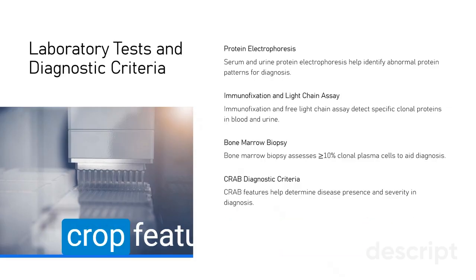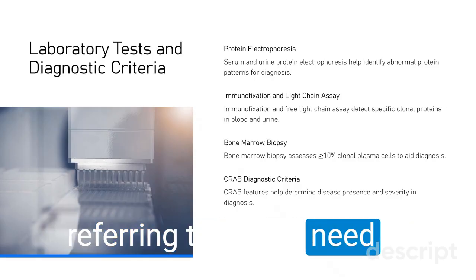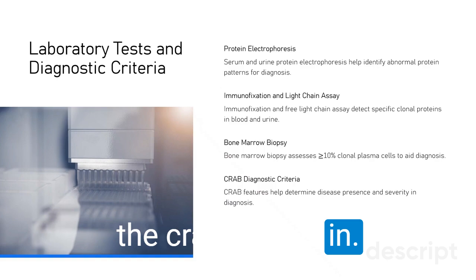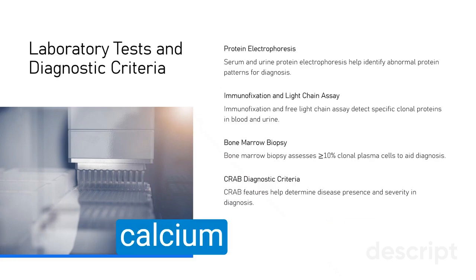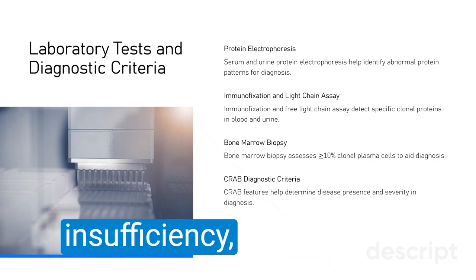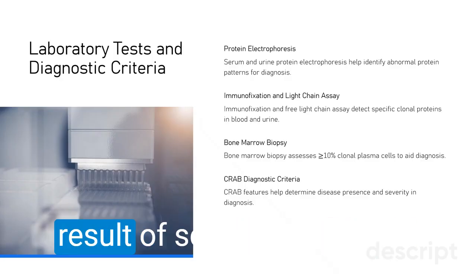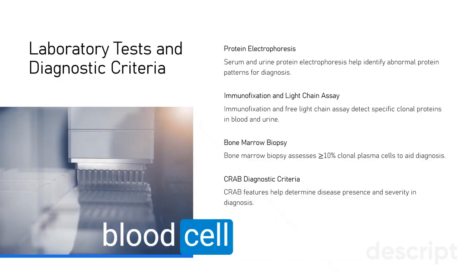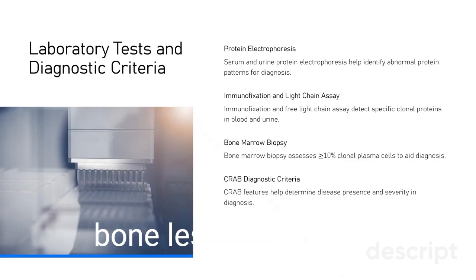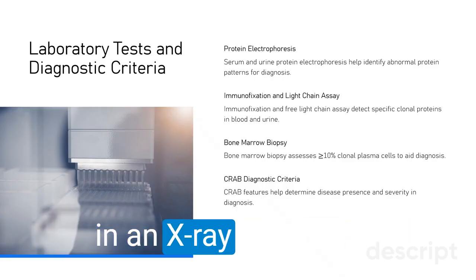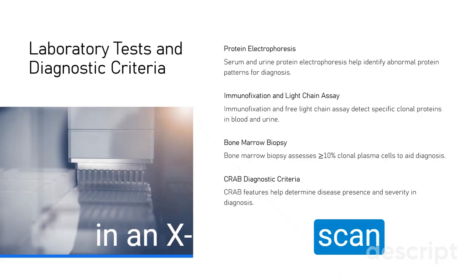So when we talk about the CRAB features, what are we referring to? So we need to look at the clinical features, and that's where the CRAB comes in. C stands for calcium elevation, which is hypercalcemia. R stands for renal insufficiency, which is as a result of renal damage. A is anemia, which is low red blood cell count, and B is bone lesions, which are destructive bone changes that can be seen in an X-ray or CT scan.